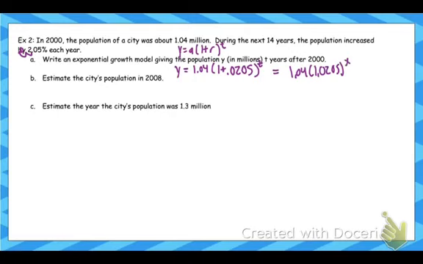So part B, estimate the city's population in 2008. So that tells us what x is. That tells us the time. So 2008 is not the x value though, because again, this is based off of 2000. Each year past 2000 is how it's growing. So your x value here is going to be 8.